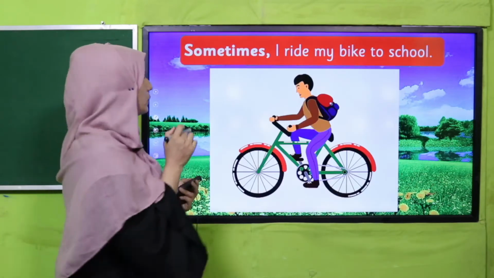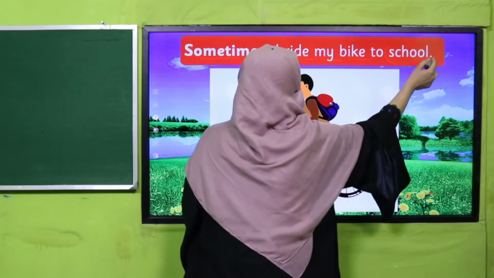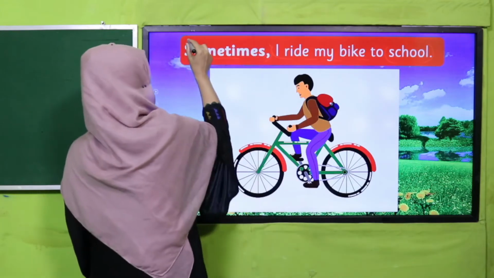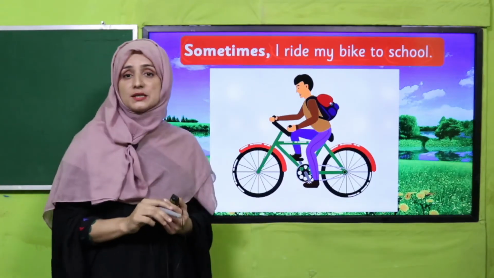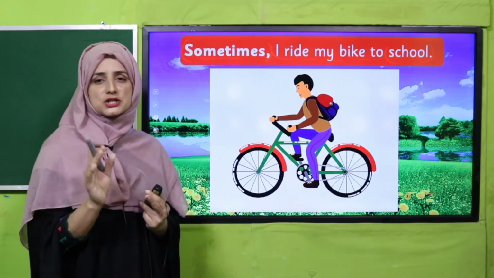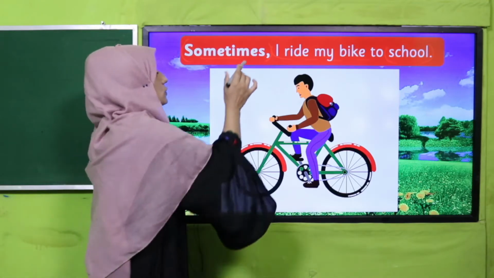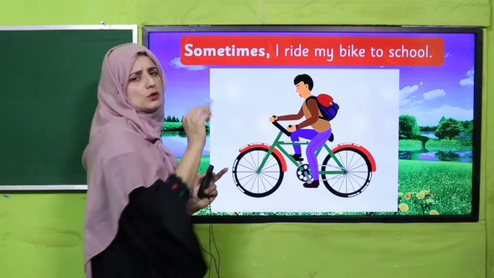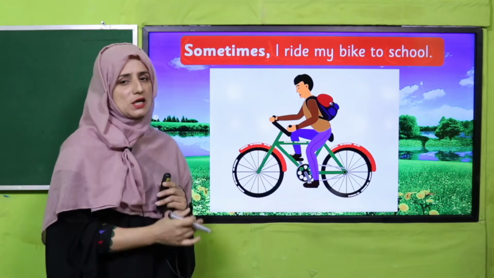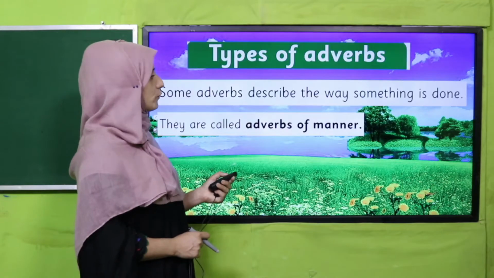Here is another example. Sometimes I ride my bike to school. So sometimes is telling us about time. How much time do I ride my bike to school? This is sometimes, not always. So this is also time. We can say that it tells us the frequency.